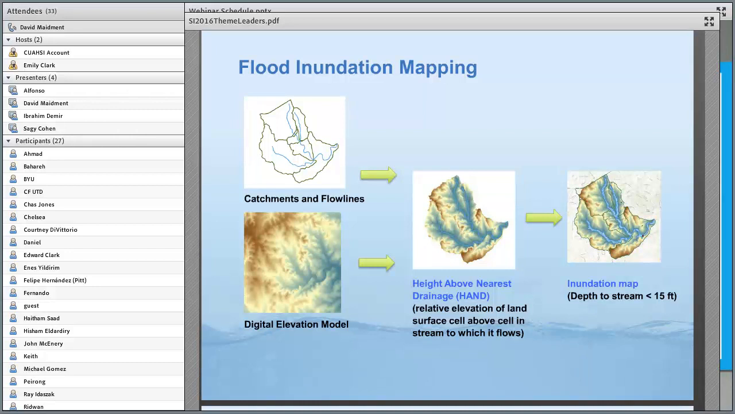And if you think about Bernoulli's equation, you've got z plus y plus v squared over 2g, then the elevation, the digital elevation model, is like the z, and the height above nearest drainage is like the y. And from that, you can get an inundation map just by saying the depth of the stream is less than 15 feet or less than some arbitrary elevation.